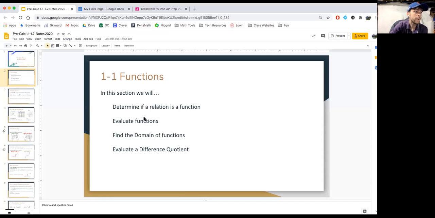So in this section, we're going to figure out if a relation is a function. We're going to evaluate functions. We're going to find the domain of functions, and we're going to evaluate something that's called a difference quotient. Hopefully we'll be able to get through a lot of these things today. We'll see how far we get. Again, I'm not quite sure.